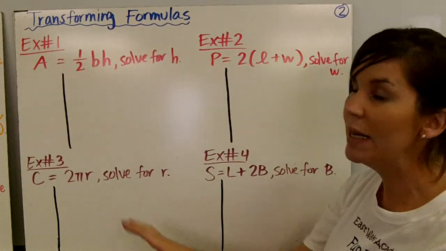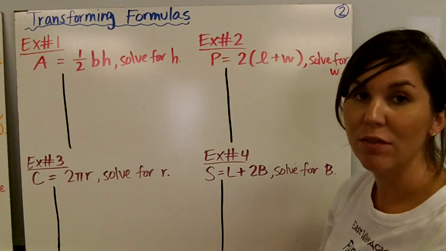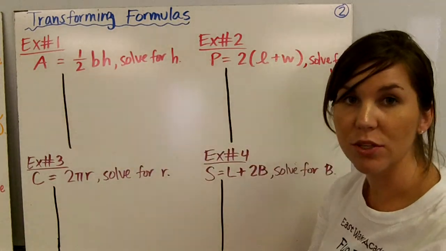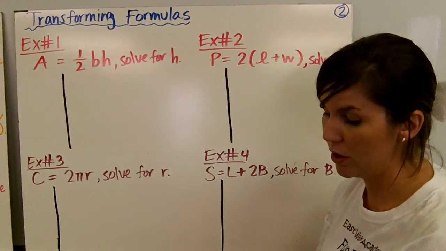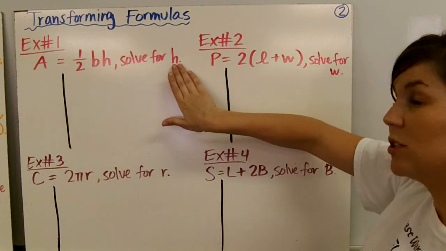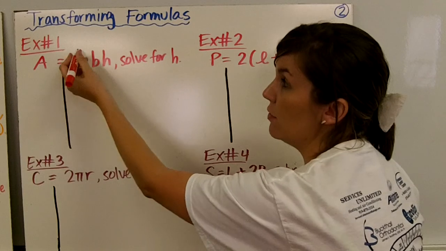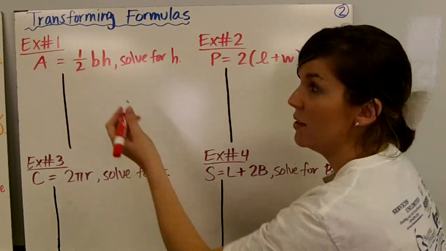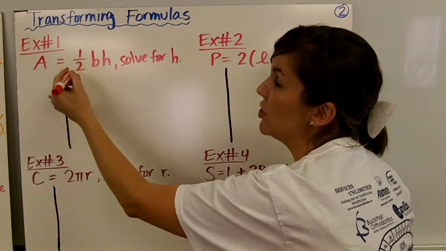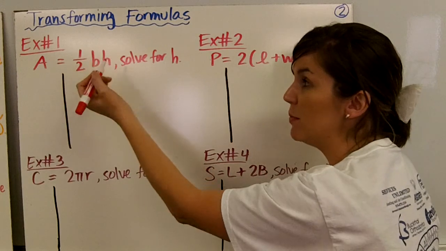Transforming formulas. Example number 1. A equals 1/2 BH. Solve for H. So this is something you should be familiar with, the area formula for a triangle. 1/2 base times height. And we're going to solve for H, which is the height. So in order to get rid of the 1/2, this is 1/2 times B times H, we're going to need to get rid of the 1/2.